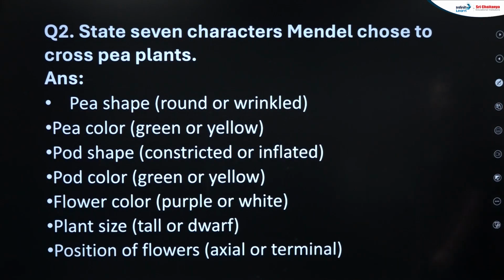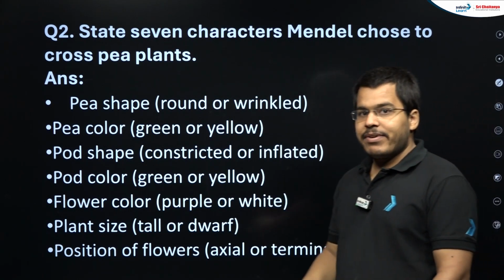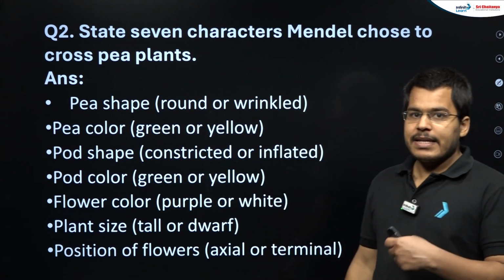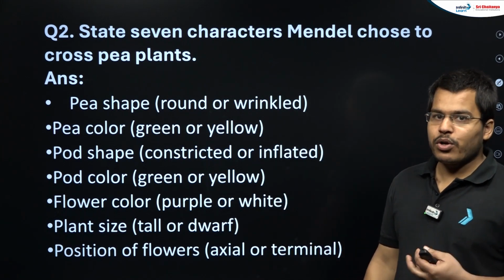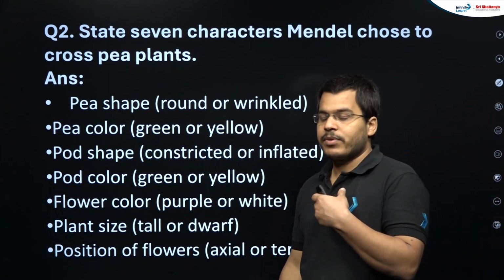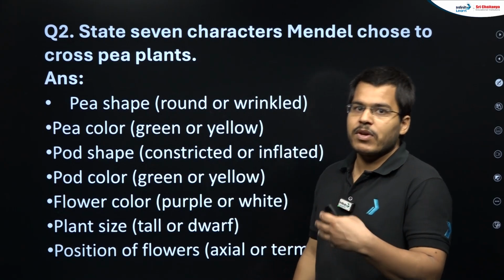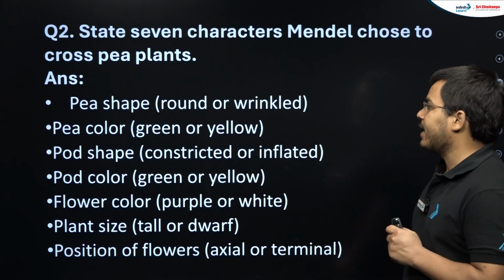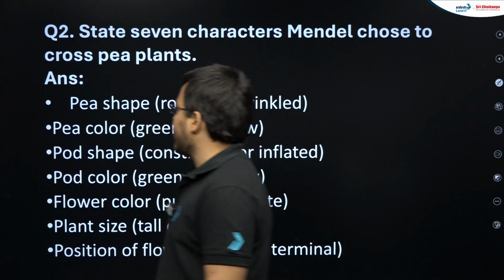After this, the next question: state 7 characters Mendel chose to cross the pea plant. So students, Mendel took 7 different characters and then he crossed the pea plant in order to get his different laws, that we call Mendel's laws of inheritance. So what are these 7 characters?